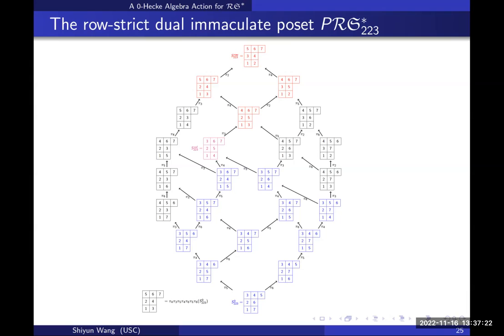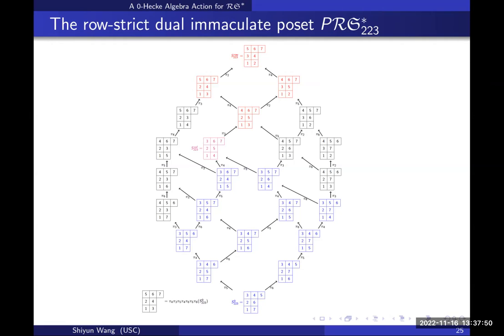The partial order in this poset is defined whenever this tableau covers that tableau by swapping i and i plus one, then we say this one is less than that one in the poset. So up to there, we got a poset of the tableaux.